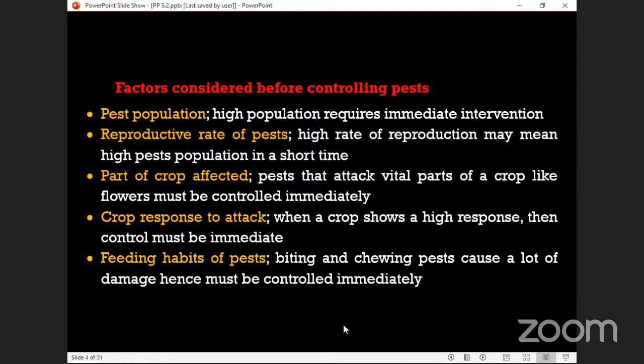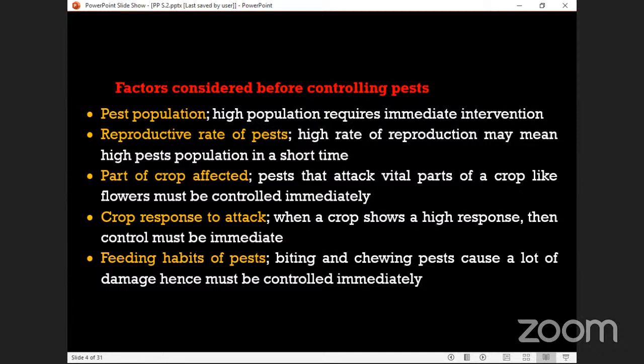And then there are factors you should consider when choosing the mechanism of pest control. Pest population: how many pests do you have in the garden before you choose the method of controlling? If the population is high, you have to intervene very fast. The reproductive rate of pests: if the reproduction rate is high, it means that you have to come in the shortest time possible to curb down the multiplication.